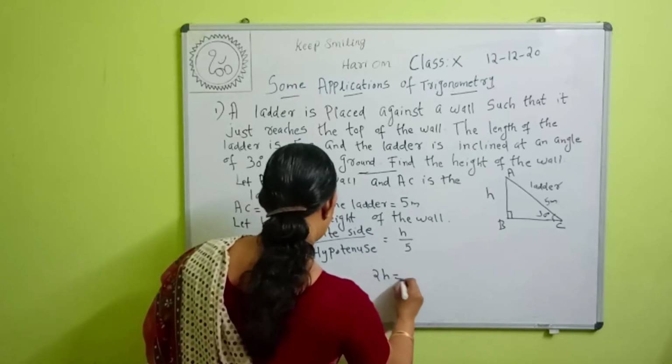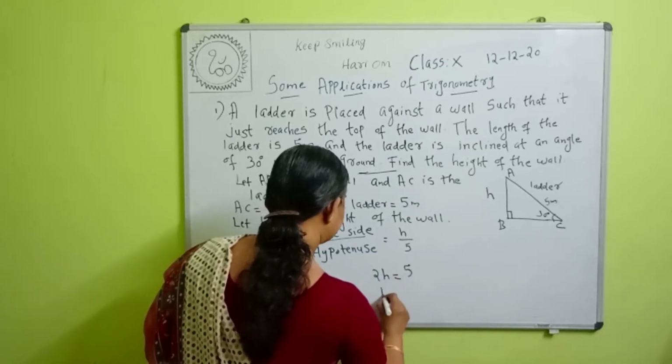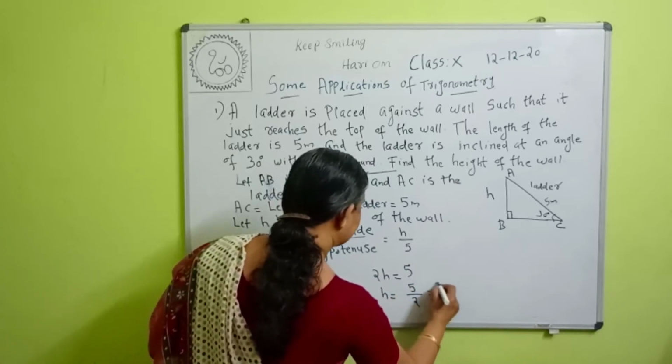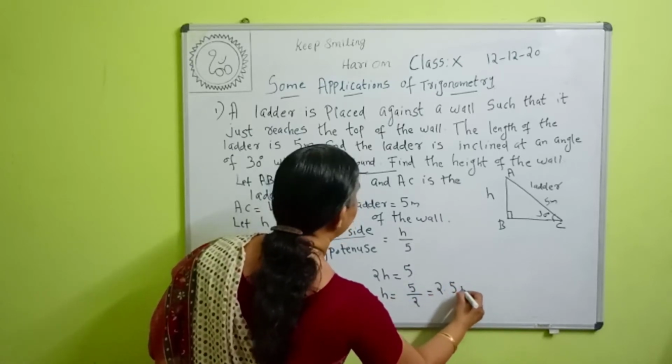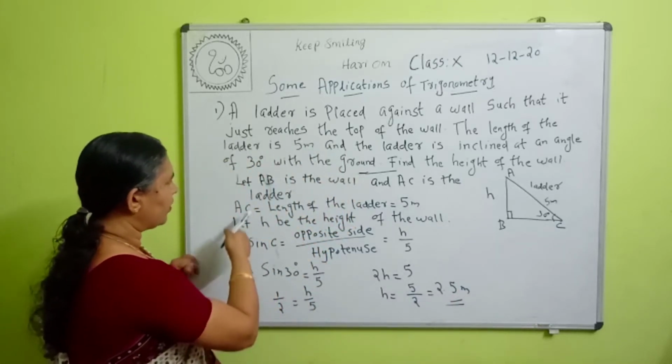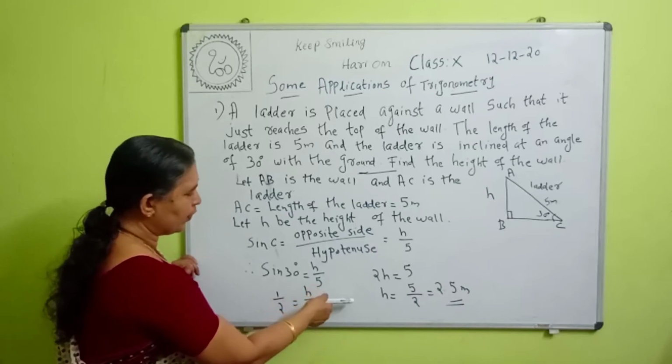2h is equal to 5. Then what is h? h is equal to 5 by 2, that is equal to 2.5 meter. Then what is the height of the wall? Therefore, height of the wall is equal to 2.5 meter.